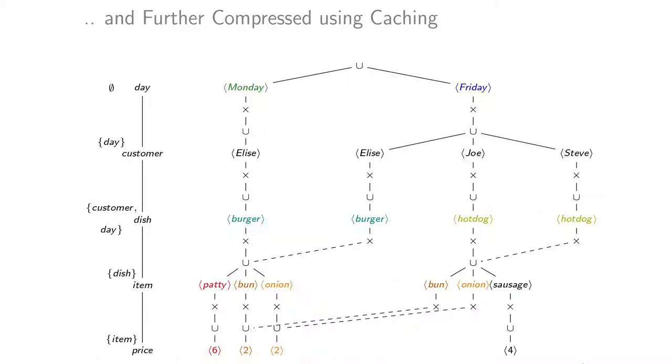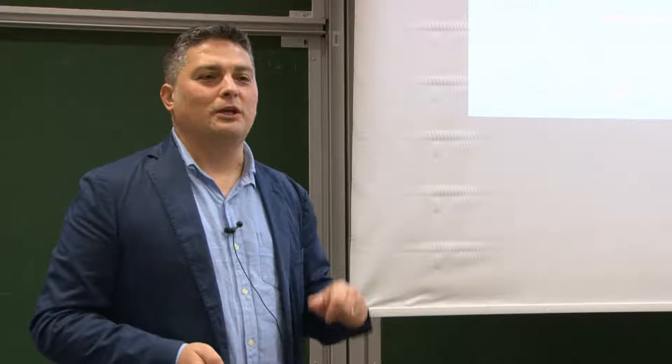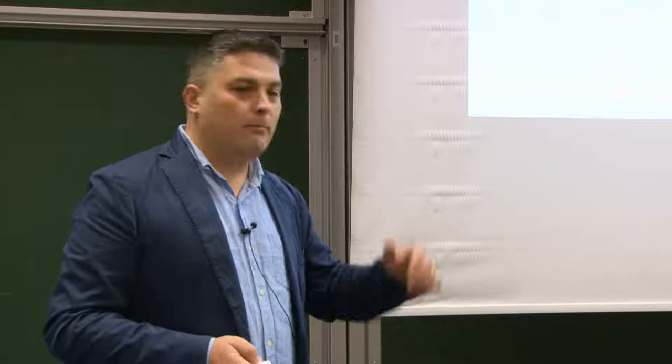So in particular, the burger is ordered by Alice on different days, but the burger content is the same with the prices. In fact, the prices are the same for the components even across different dishes. So you can do a lot of sharing. In general, you can share huge substructures in practice. And we will see tomorrow that this can be very effective also for doing various operations like counting, or like summing up all the prices. Because you can just go bottom up over the structure, you can easily compute a count.